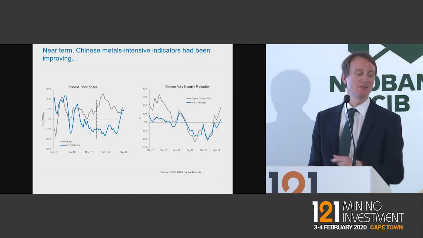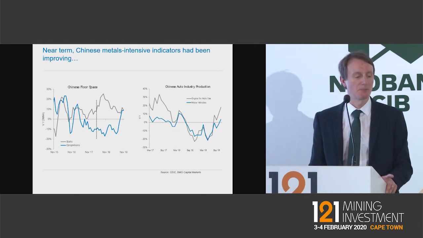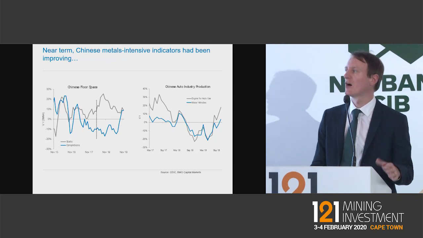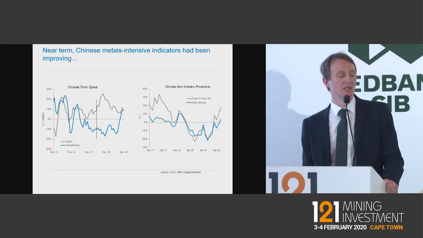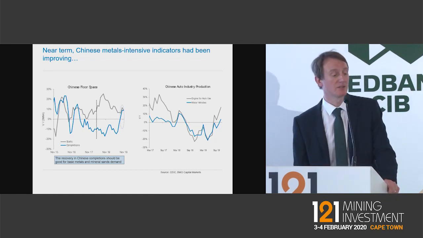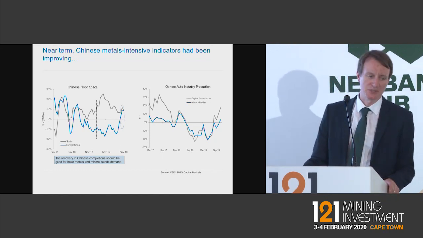Now suddenly, in the fourth quarter, you started to see that pick up. You're now seeing a situation where developers are pushing a lot harder to complete units. And that pickup, in my view, is positive for demand. That's why we're looking at better demand numbers for this year.